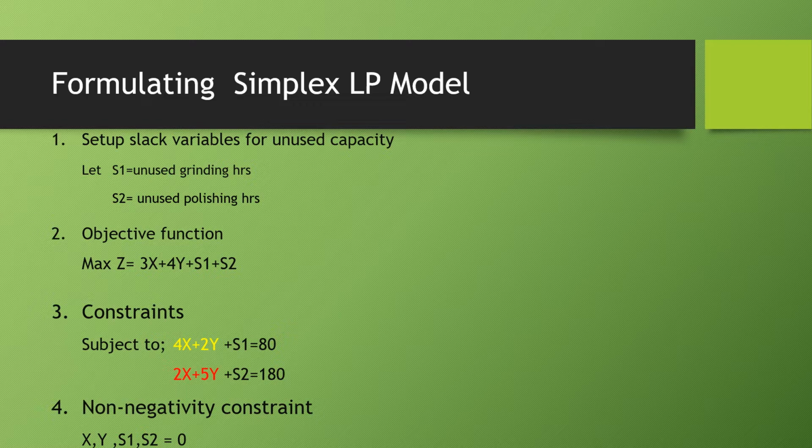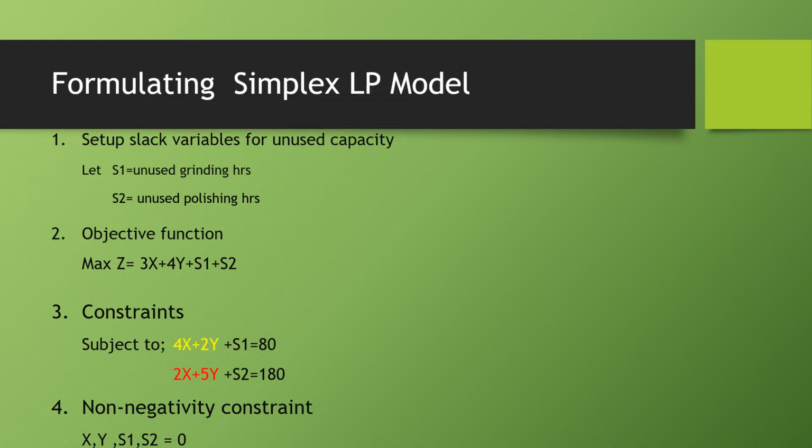Now, based on the linear programming model, we have to develop the simplex model. In the simplex model, first one is we have to set up the slack variables for unused capacity. So, I'm using S1 to represent unused grinding hours and S2 to represent unused polishing hours. Here, we are going to add these slack variables into the objective function. Therefore, 3x plus 4y represents the profit, whereas S1 and S2 represent the unused grinding hours and unused polishing hours.